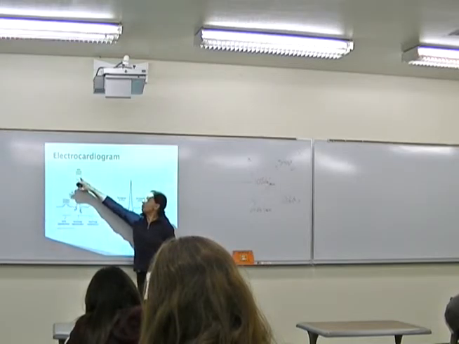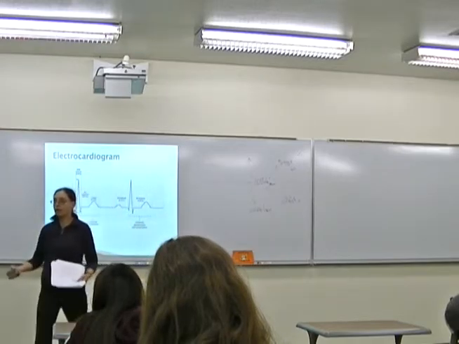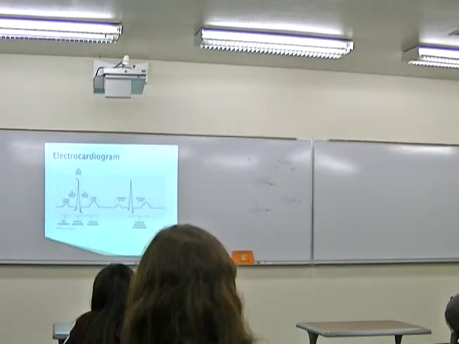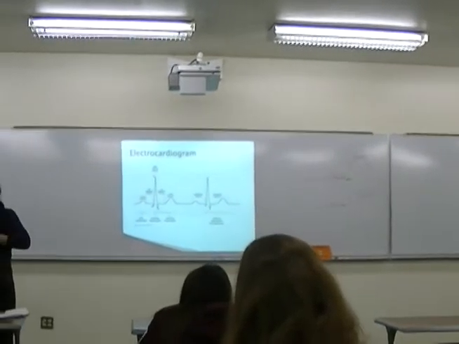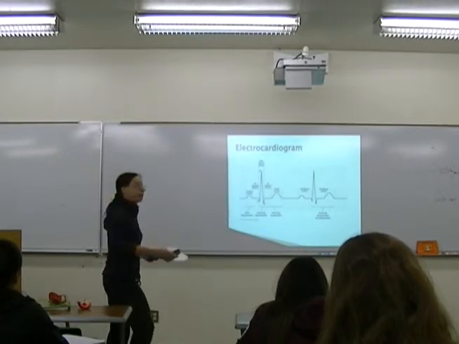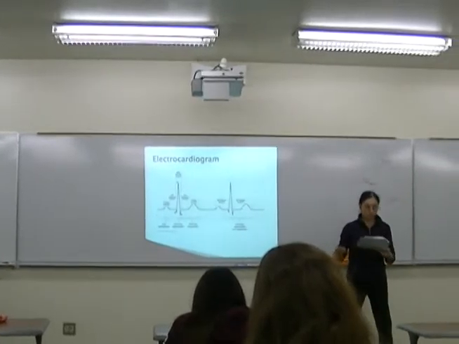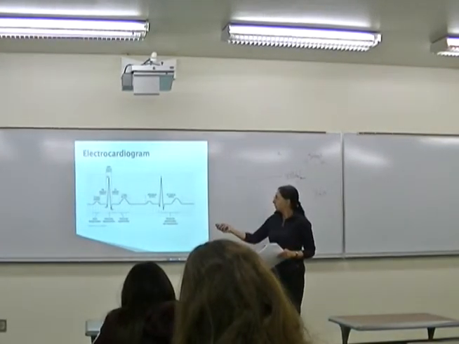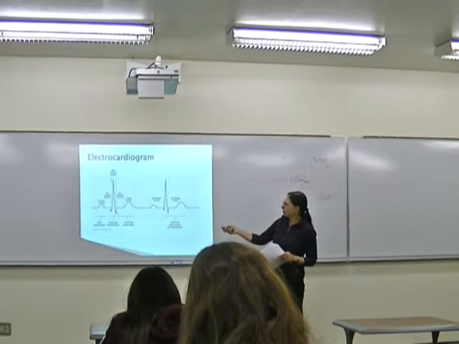Here's my great big spike for my ventricles, because they're much bigger. You look at any picture of the heart, right? There's much more mass down in the ventricle than there is up in the atria. So the spike is larger when I look at the ventricle contraction. And here we get ventricle repolarization, T wave.